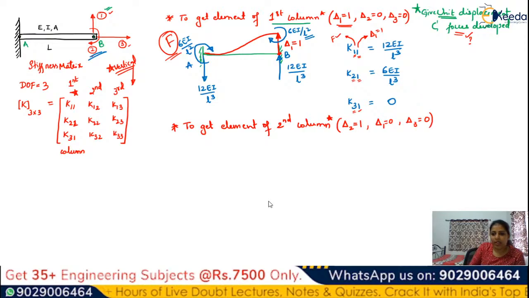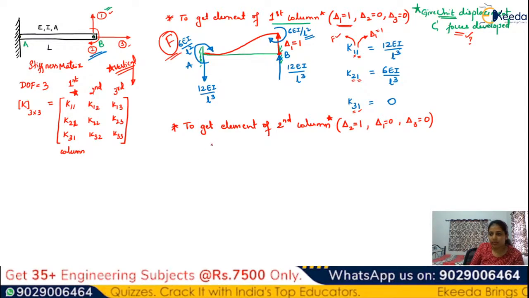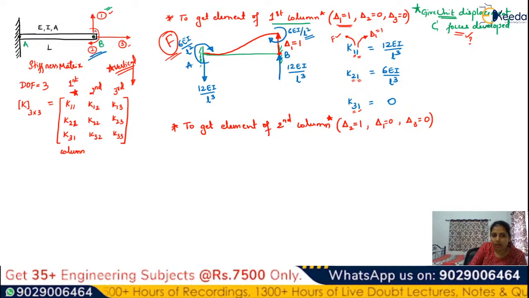I guess there was some connectivity issue. Okay, so now let us continue. To get the elements of the second column, what we have to do? We have to give unit displacement in the direction of the second coordinate. So we have to apply a moment at B, or the moment rotation equal to 1. Okay, so in that case what will happen, how will it look?